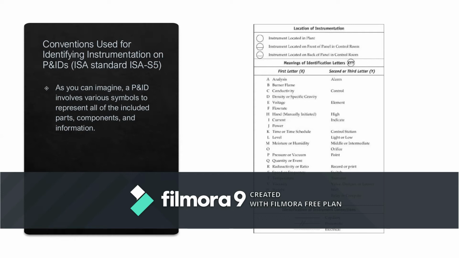Additional to that information, there are also circles with 2 or 3 letters, where the first letter is the variable that they are measuring, and the second or third letter is the characteristic that the variable has. And finally, there is instrument connections identification. There are 3 types of connections: capillary, pneumatic, and electrical.